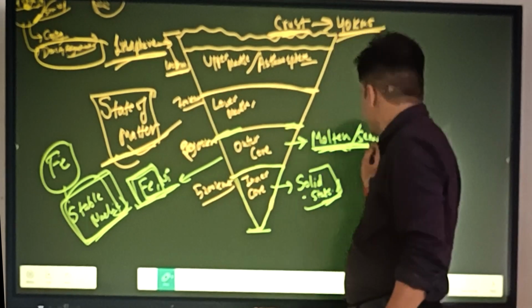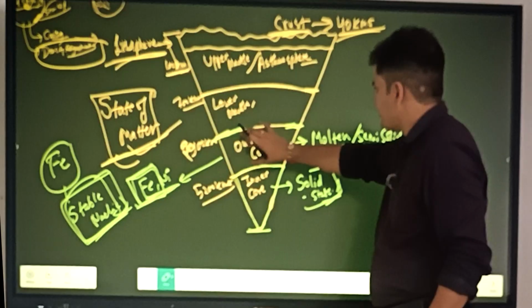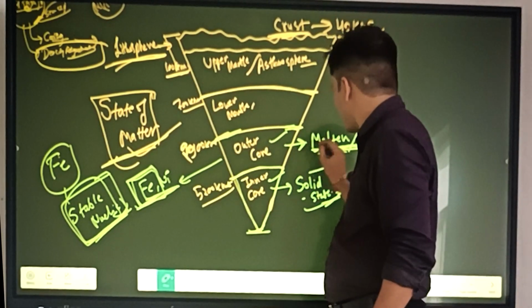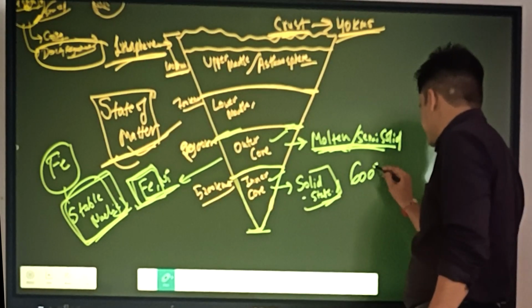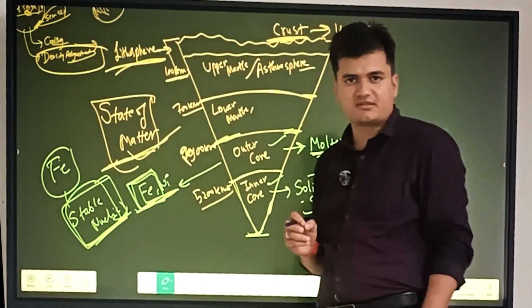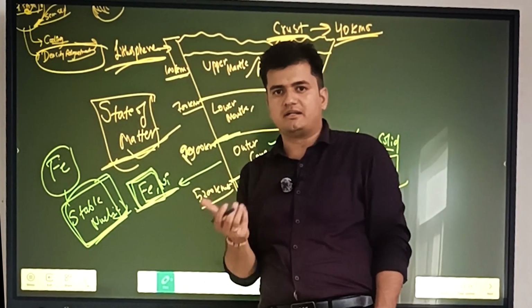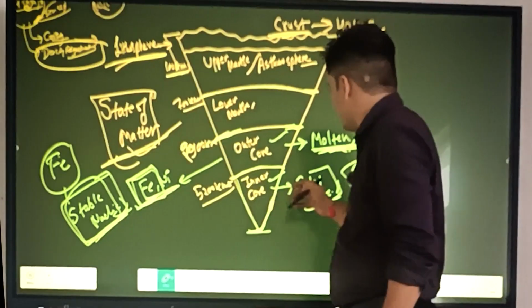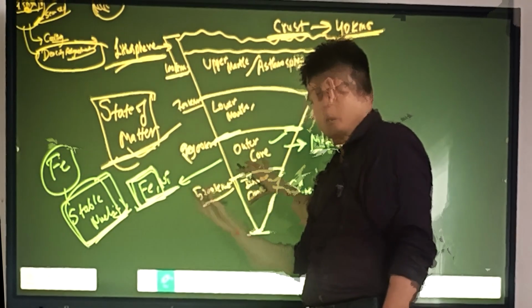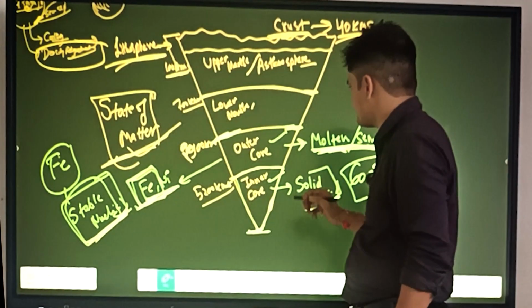And why do we have the molten state in the outer core? Because of the high temperature. The region in the outer core and the inner core has around 6,000 degrees Celsius of temperature. This temperature is enough to melt tungsten. But why do we have the inner core in the solid state? Because of the high pressure exerted by the other layers on the inner core.